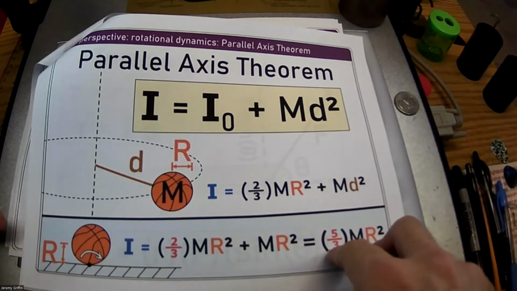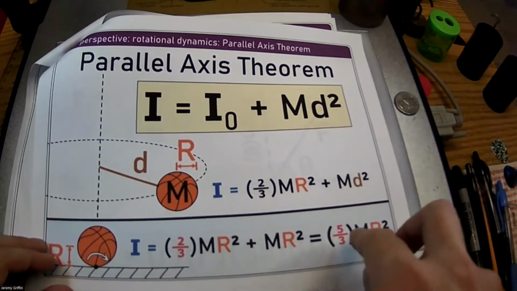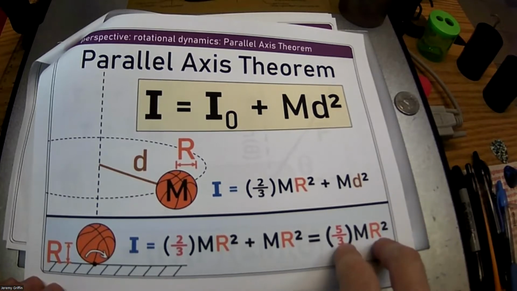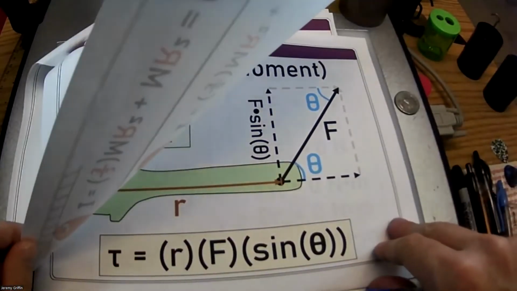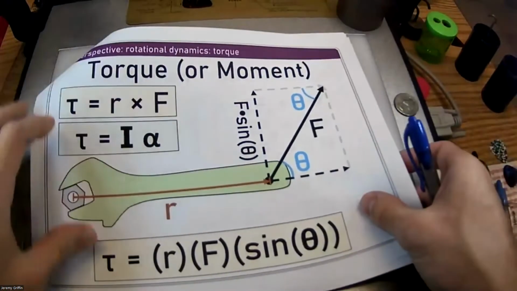So if you give this ball a push, or you kick it to get it rolling around on the floor, as an empirical measurement, you would actually probably measure something a lot more like this, 5/3 mr squared. Okay. All right. Guys, good with that so far? All right. Next idea is going to tie into torque.